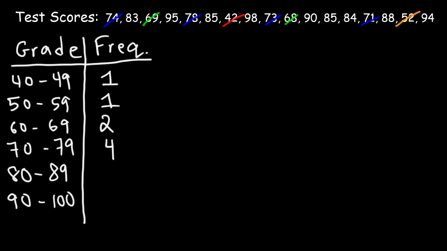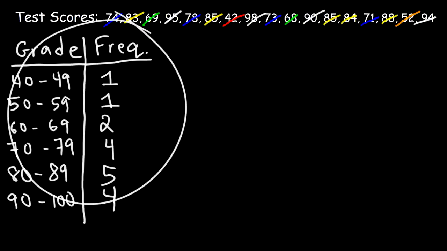Now let's move on to the 80s. So we have 1, 2, 3, 4, 5. So 5 students scored between 80 and 89. And then finally we have 1, 2, 3, 4 students received an A or scored 90 or more. And so this is our frequency distribution table.